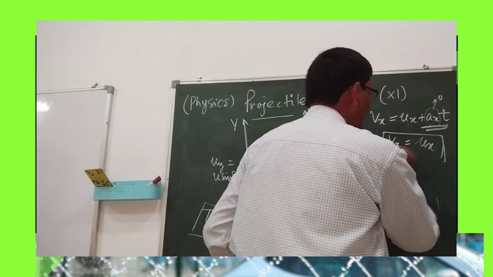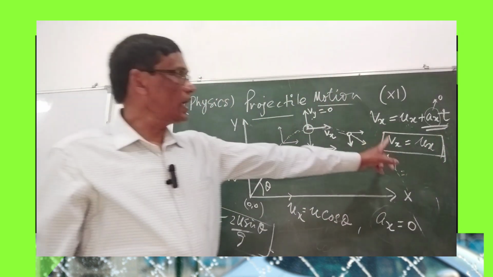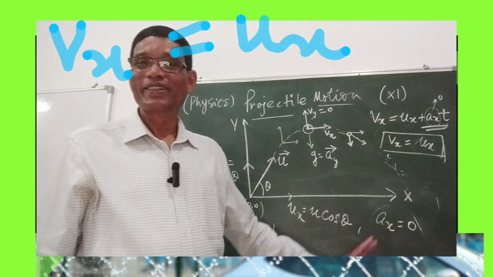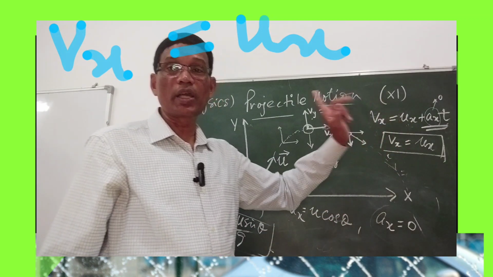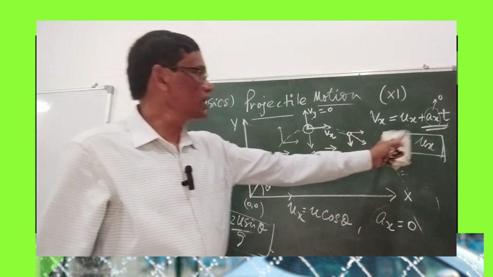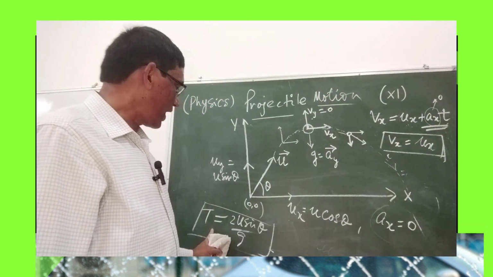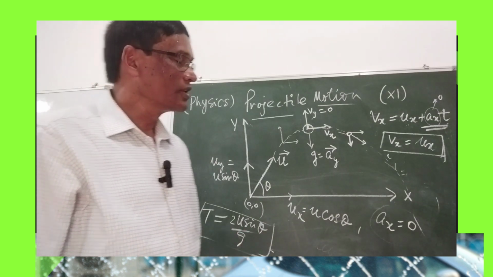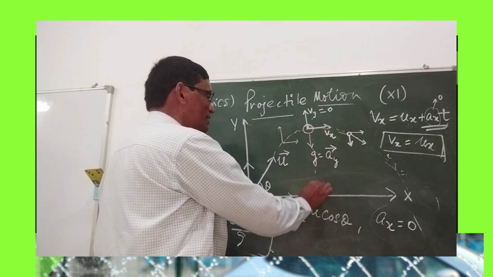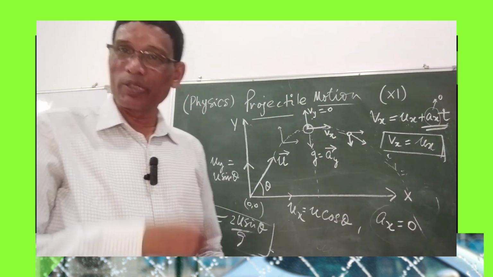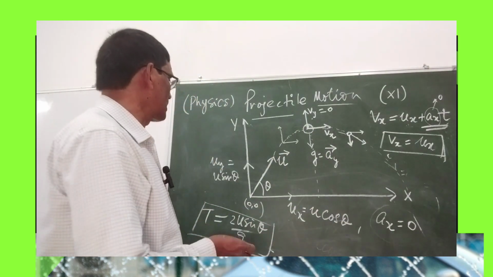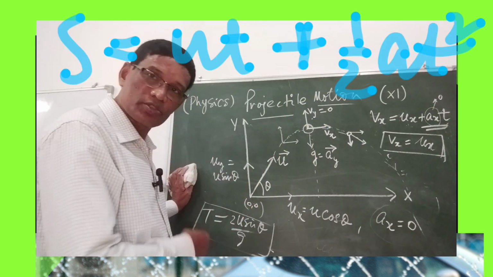So please keep in mind, in the oblique projectile, Vx is always ux, and ux is u cos theta, right? So this is also one important concept to be understood for projectile motion, right? So Vx is ux. Time of flight is 2u sin theta upon g. Now if somebody asks you the maximum height the projectile covers, then also you can calculate it from the second equation of motion.